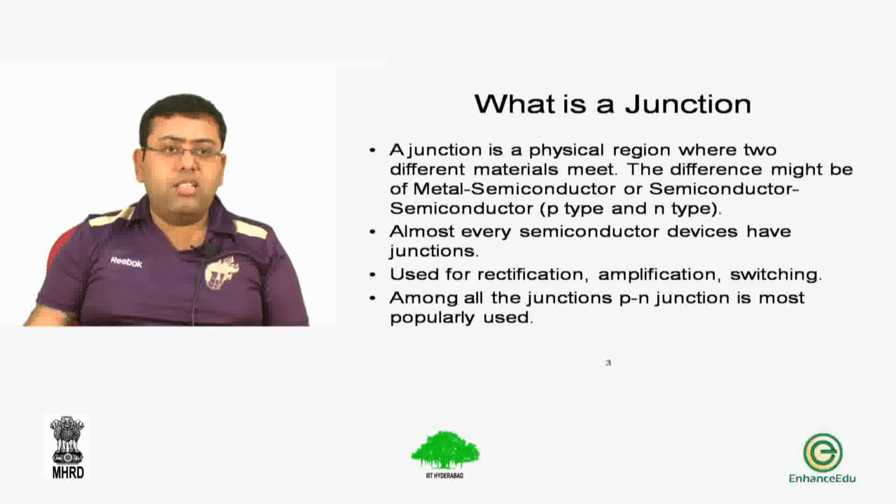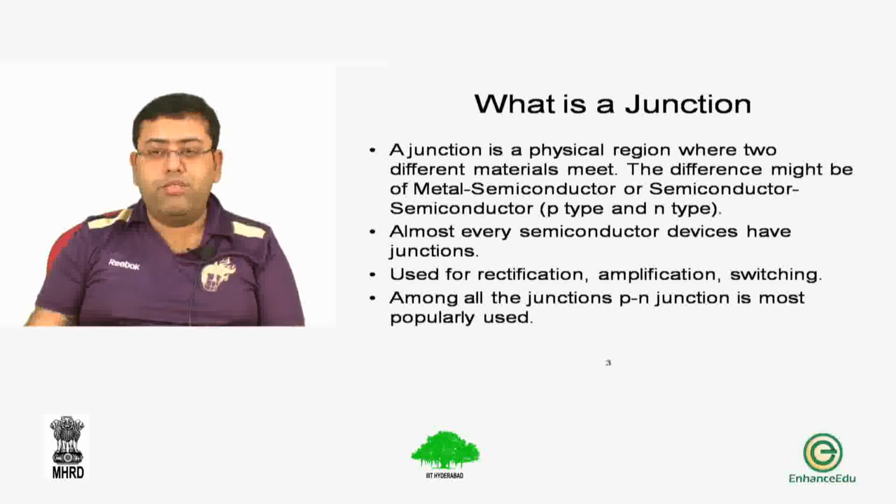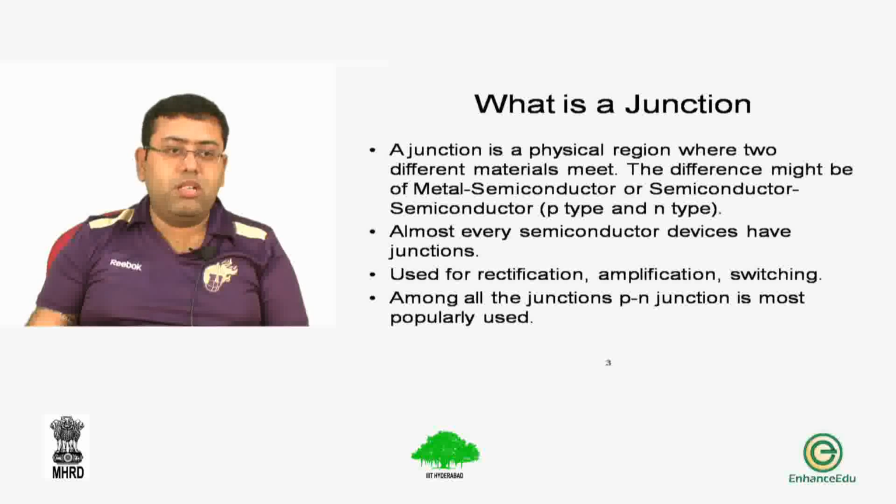So a junction is basically a physical region where the two different materials meet. The materials referred to can be a metal and a semiconductor, or it can be a p-type and n-type semiconductor. Almost every semiconductor device has junctions, and these junction-based devices are used for rectification, amplification, switching, and so on.